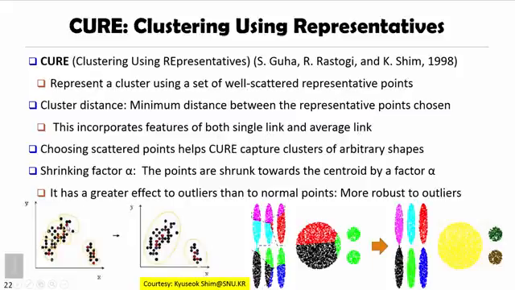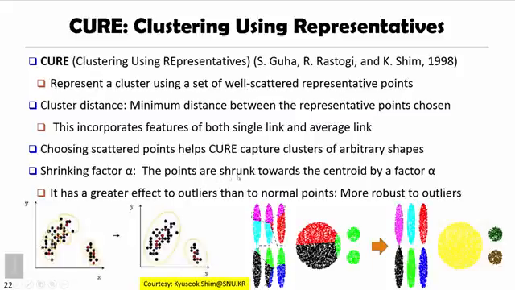Single link in the sense you still look at the minimum distance between clusters, but you do not look at every point. You look at the representatives. This is a little like average link or centroid link. Because we choose those scattered points, it will help CURE capture clusters of arbitrary shapes, because if you get different shapes, you look at the representative points, and they will reduce the complexity. Another interesting point is it uses a shrinking factor alpha.